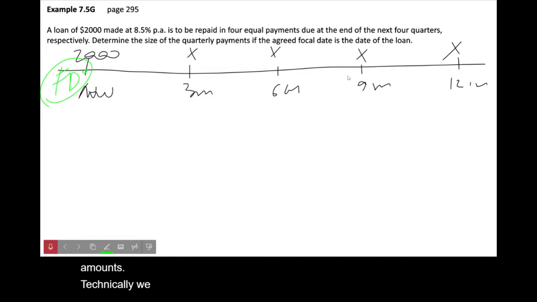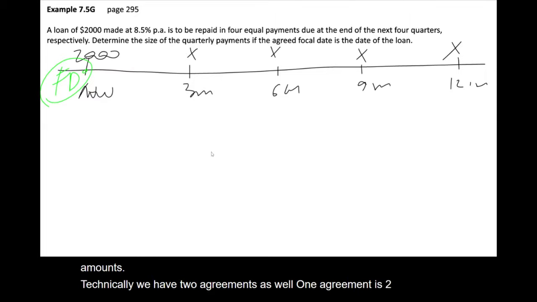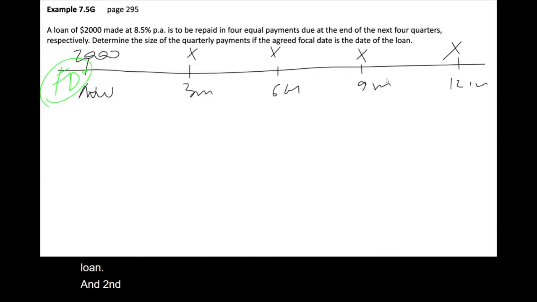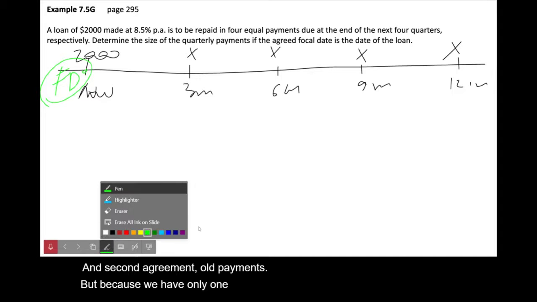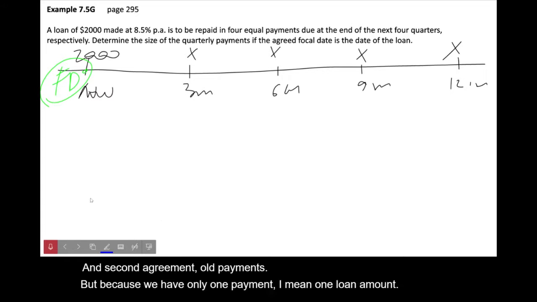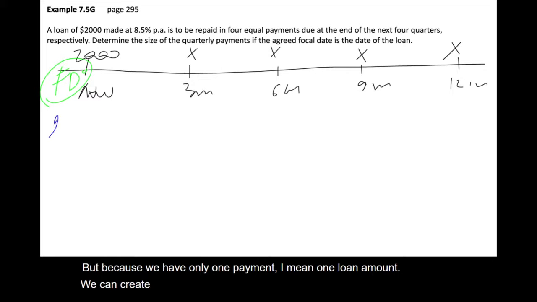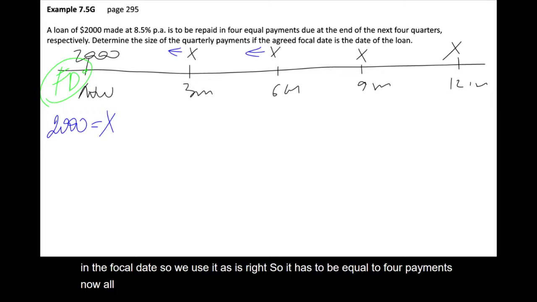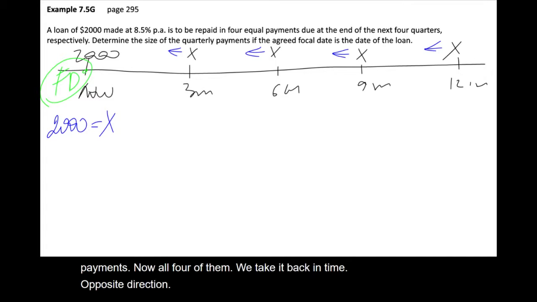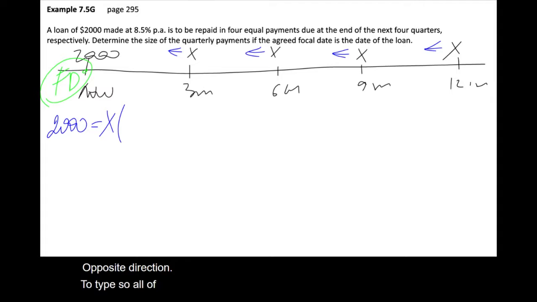Technically, we have two agreements as well. One agreement is $2,000, a loan. And the second agreement, all payments. But because we have only one loan amount, we can create the equation right away. So the 2,000 amount of the loan is already at the focal date, so we use it as is, right? So it has to be equal to the 4 payments. Now all 4 of them we take back in time, opposite direction to time, so all of them will use present value formulas.